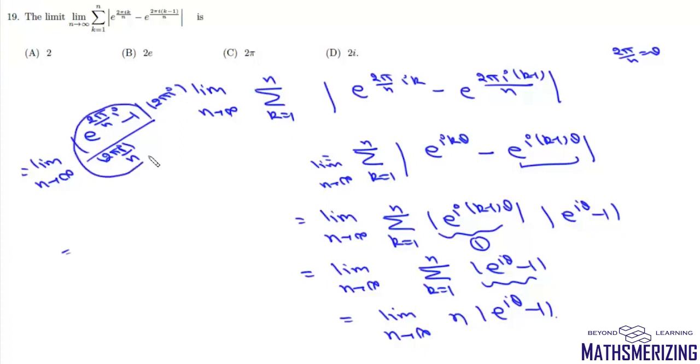So this limit is the standard limit (e^x − 1)/x, which is 1, and then |2πi| is simply 2π. So the answer to this limit is simply 2π, and that's your option number C.